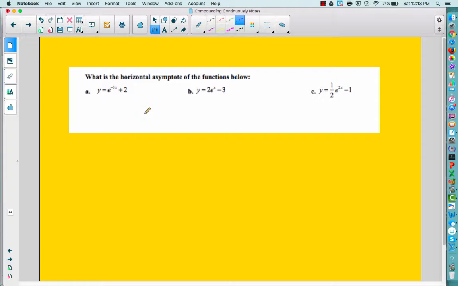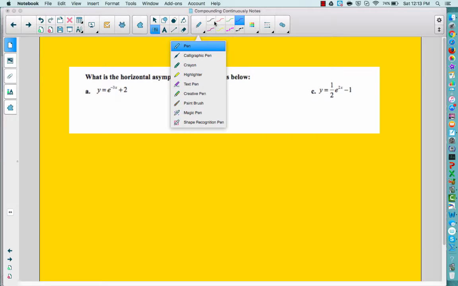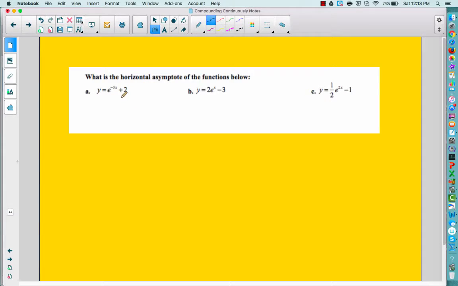Okay, so let's just look at these and see if we can determine the horizontal asymptote of the function. Similar to what we were doing, remember the horizontal asymptote comes from the value being added or subtracted on the outside of the function. So in this case, my horizontal asymptote would be y equals 2.